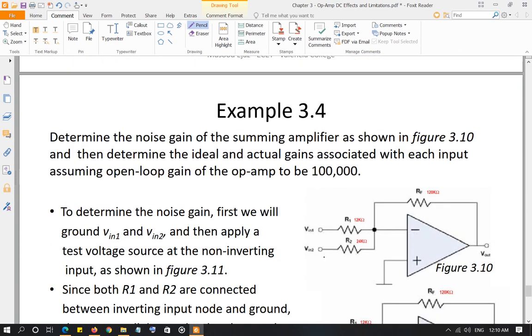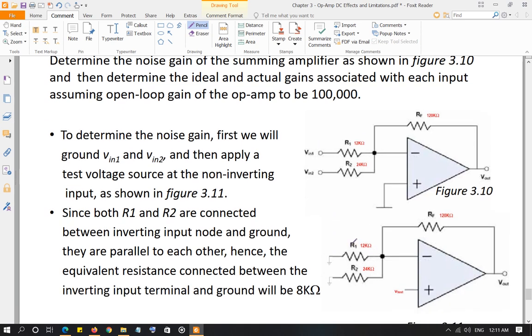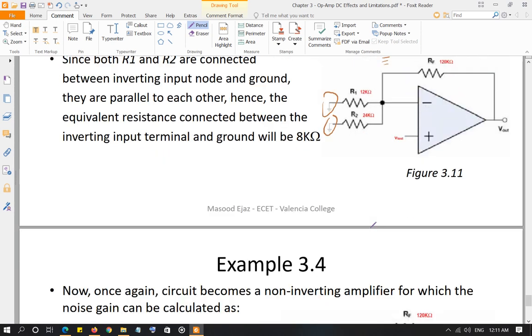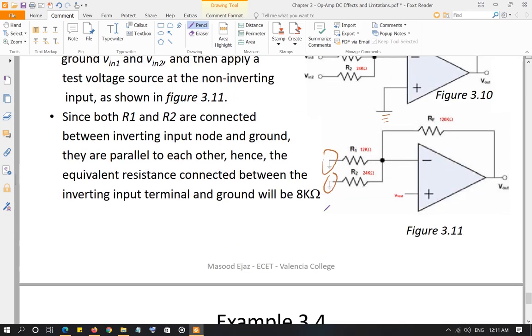Next example, we have a summing amplifier, and we want to find the noise gain. We want to find the actual value of the gain associated with each of the inputs, right? So as you can see here, first we grounded these two inputs right here, and then this was grounded, right? This is grounded, and then we remove this ground and introduce a test source, right? Now these two resistors, as you can see, are connected between the ground and this node.